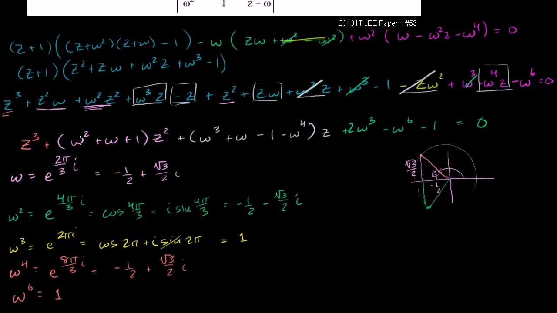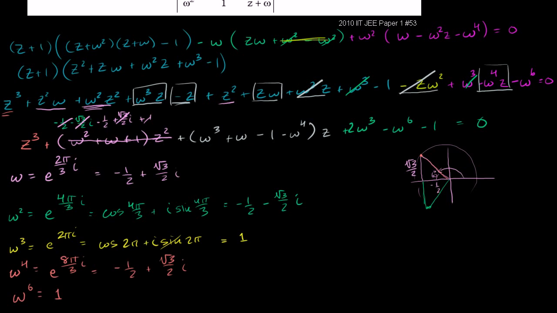So this expression right here, omega squared, I'll write it up here. We have negative 1/2 minus the square root of 3 over 2 i. That's omega squared. Then we have plus omega. Omega is right here: negative 1/2 plus square root of 3 over 2 i. And then we have a plus 1. So the negative square root of 3 over 2 i and the positive square root of 3 over 2 i cancel out. Negative 1/2 minus 1/2 is negative 1, plus 1. Those cancel out. So this whole expression comes out to be 0. So we can ignore it. This is going to be 0 no matter what.